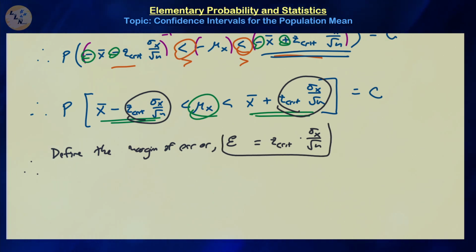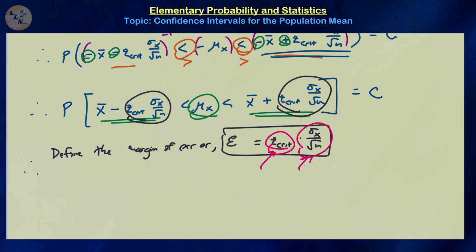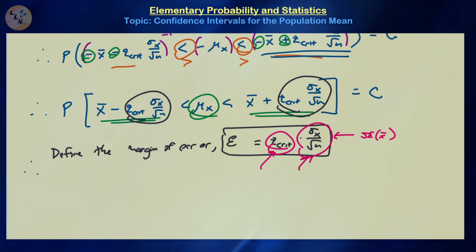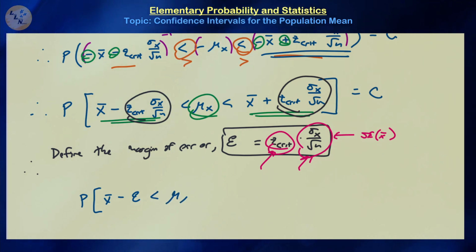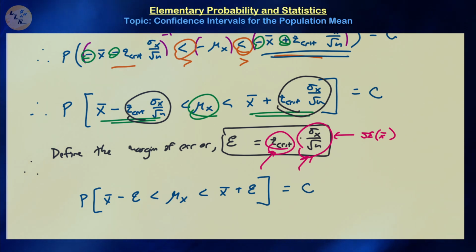Now, why is this a good choice for the margin of error? Well, remember what margin of error should include. It includes some representation of our level of confidence, and it includes our standard error associated to the estimate, which indeed is sigma x over the square root of n, the standard error associated to x bar. Therefore, our probability statement can be rewritten as the probability that x bar minus epsilon is less than mu x less than x bar plus epsilon is equal to c.